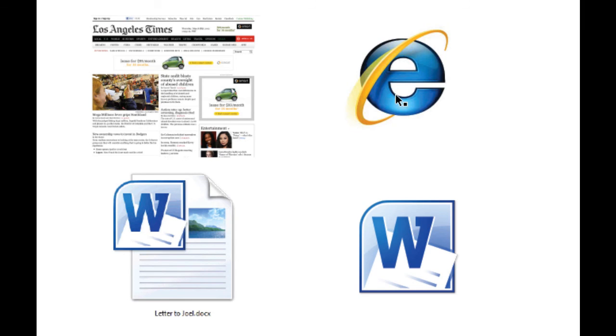Web pages are opened up by Internet Explorer. Word documents are opened up by Word. Media files are opened up by Microsoft Media Player, Windows Media Player. So those are the concepts.